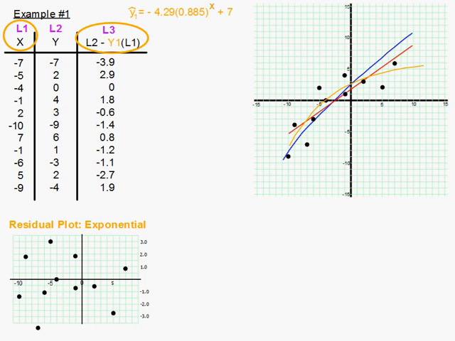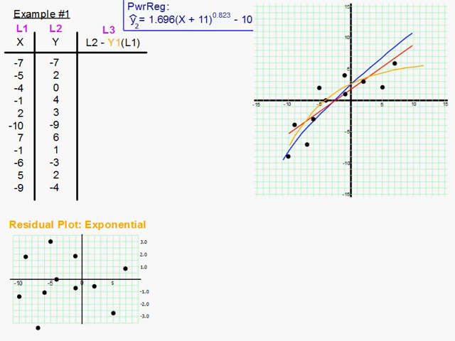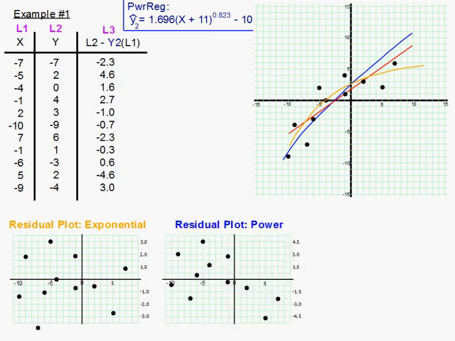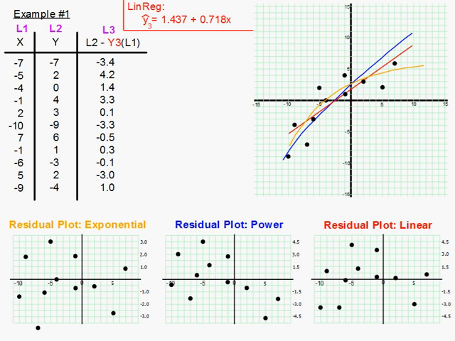Now what we need to do is change that to our power regression. So that's going to be y2. And we can get our residuals. And then we can plot those. And that's our residual plot for the power regression. And then of course we can change to our linear regression, y3, and get a residual plot for the linear. So if we're trying to determine which is best, exponential, power, or linear, yes, we need all three residual plots.